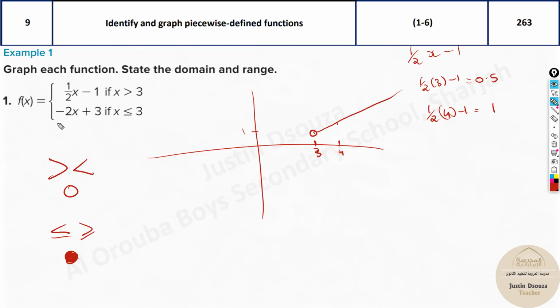The second part, how would it be? Here, minus 2x plus 3, right? So just substitute values of 3, 2 and less than 3. Anything, 2, 1, 0 and so on. So how would you do it: minus 2x plus 3. Instead of x, I'll start with 3. Minus 2 times 3 plus 3 is minus 6 plus 3, that is negative 3. Now this is the point somewhere over here, minus 3. I'll just make a point now.